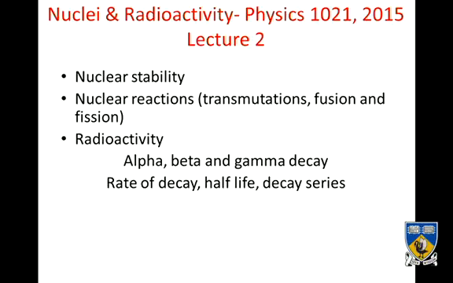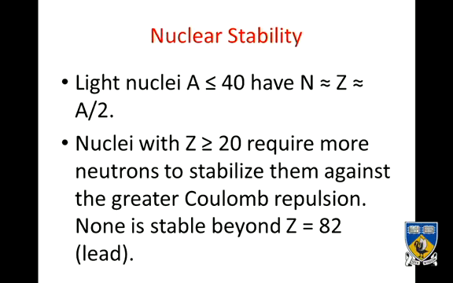So today we've got three topics, basically. We've got nuclear stability. Not all nuclei are stable. We'll talk about nuclear reactions, transmutations, and particular cases of that, so-called fusion and fission. And then we'll talk about radioactivity, something you probably know about from your experience maybe. Alpha, beta, and gamma decay, which goes to make up radioactivity. We'll talk about the rate of decay, the half-life of a radioactive nucleus, and so on, and decay series.